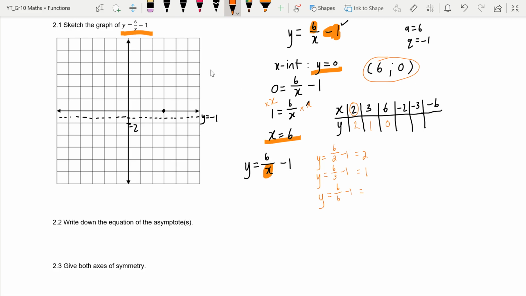And where are we now? By the negative numbers. All right, so when my x is -2, let's see what that will get us. 6 divided by -2 is -3, and if I take away 1 more, that will give me -4.